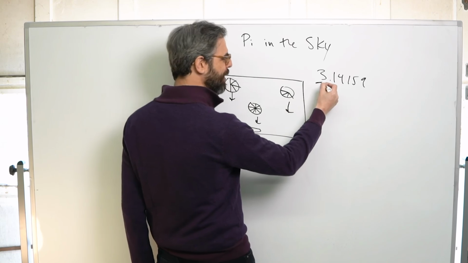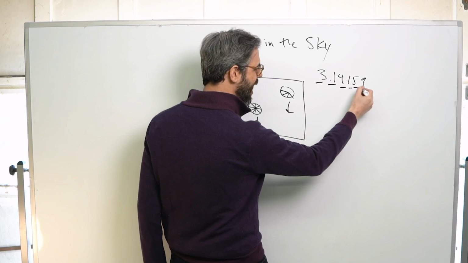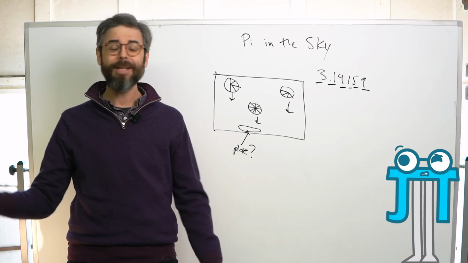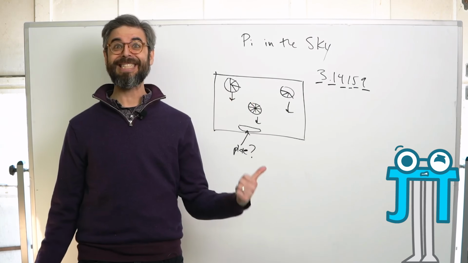You must catch a pie with 3 slices, then 1, then 4, then 1, then 5, then 9. And if you don't, you lose points. If you do, you gain points. This is the basic idea. Let's go make this game.